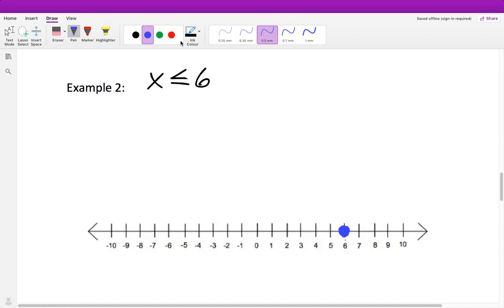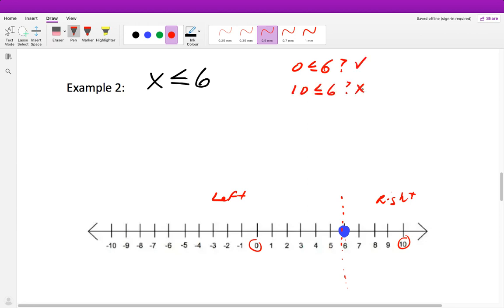Then I'm going to look and say, this is being broken up into two different regions. So now we have our left region and our right region. I'm going to pick two numbers to test. Let's go ahead and test 10 and 0. I'm going to plug them in. Is 0 less than or equal to 6? Yes, it is. And is 10 less than or equal to 6? No, it's not. So that means the left-hand side is the side that is going to be satisfied.